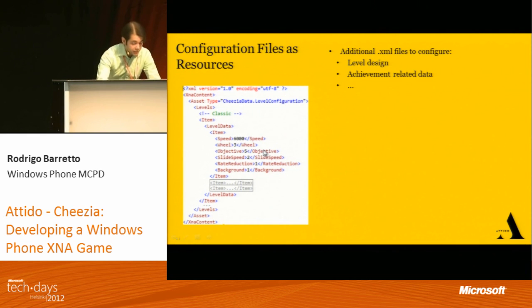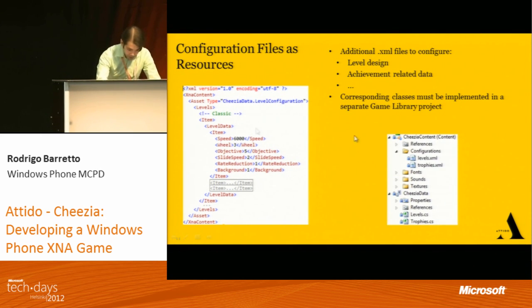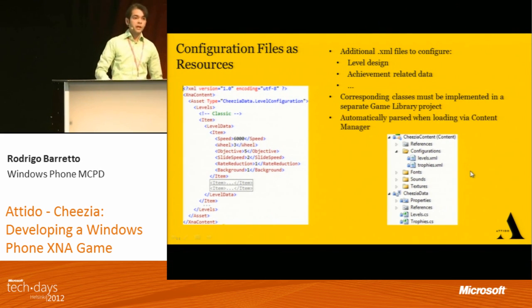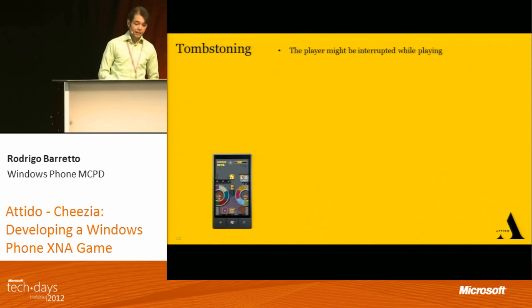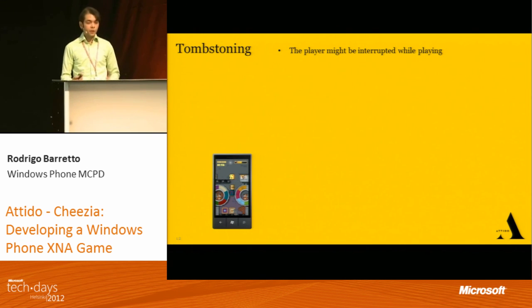And the corresponding classes of this XML have to be implemented in a separate game library project, which here we call Cheezia data. And we have the levels and the trophies. But once you have those two prerequisites done, you basically just need to call the content-manager load method, in our case, passing level configuration as the type, and everything's going to be automatically parsed for you. So that's really handy.